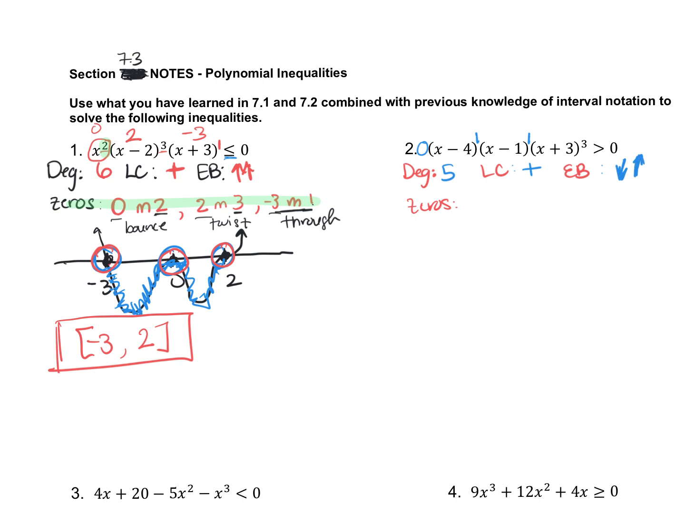Okay, and then let's look at our zeros. Our first zero we have here is x minus 4. So this is a 4, and let's just state the multiplicity as we go. Multiplicity is a 1. The next one is a 1. My zero is 1, and my multiplicity is 1. My last one is a -3, but my multiplicity is a 3. Get that information? Now we graph.